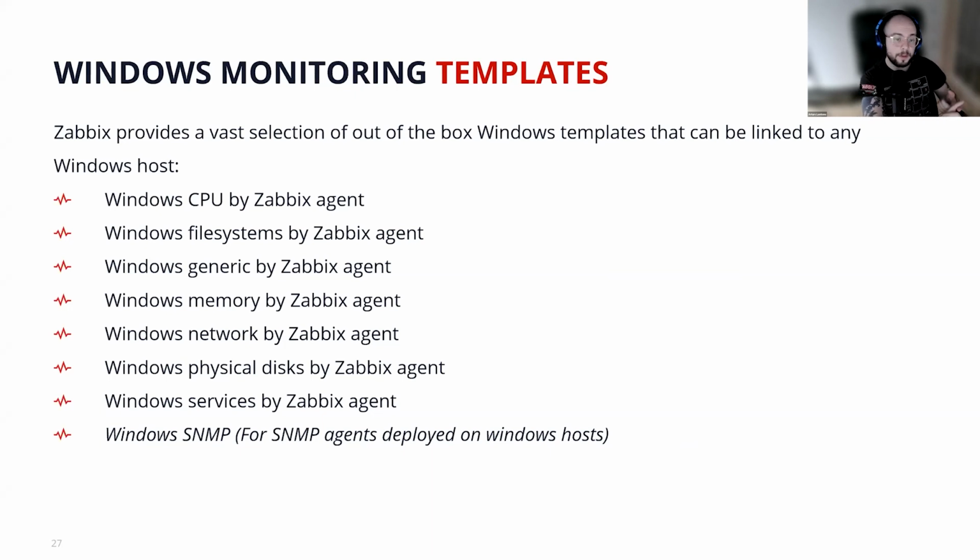So template for CPU monitoring, file system monitoring, a generic monitoring template that provides different version information and a couple of items that don't fall under any other umbrellas. Memory monitoring, network monitoring, physical disk drive monitoring, service monitoring, and if you have deployed an SNMP agent on your Windows environment, this is not related to agent, but I had to mention it here. There is a Windows SNMP template for SNMP agents deployed on Windows hosts.